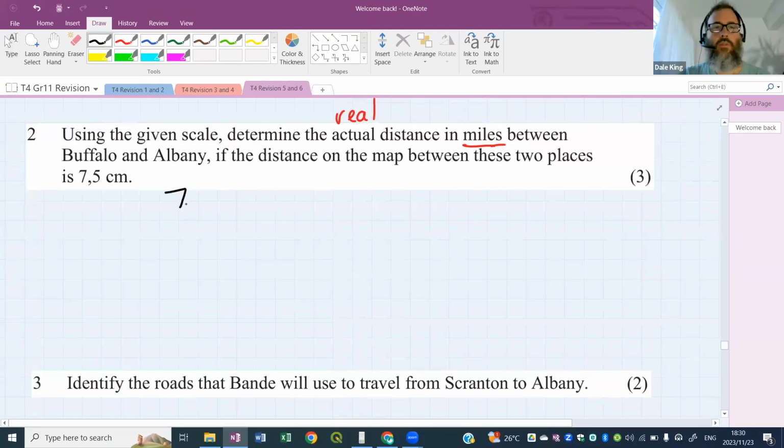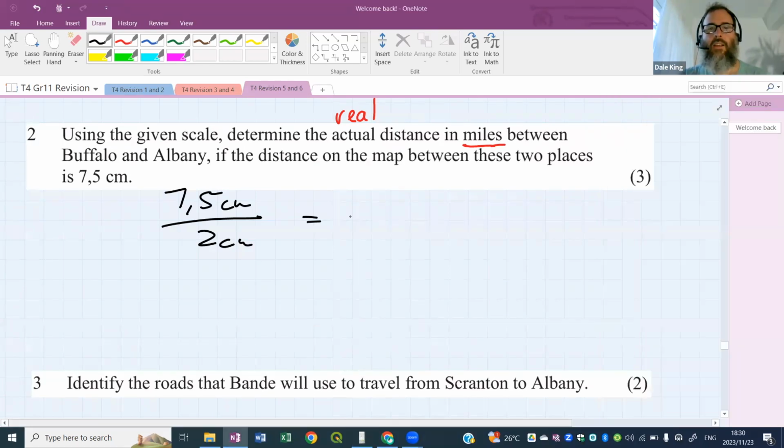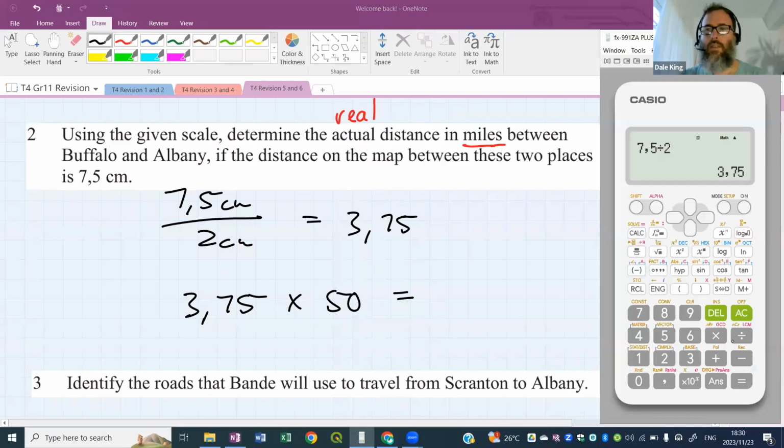All right. So we've got a 7.5 centimeter piece. We want to know how many of these 2 centimeter pieces we have. All right, let's get 7.5 divided by 2 equals 3.75. Then I say times 50, which is going to give me 187.5. Yes. That's exactly it.